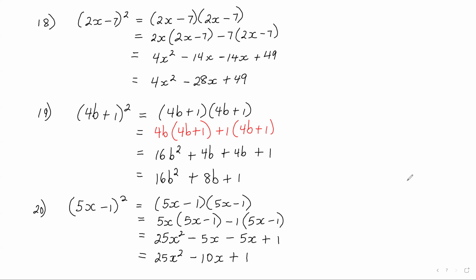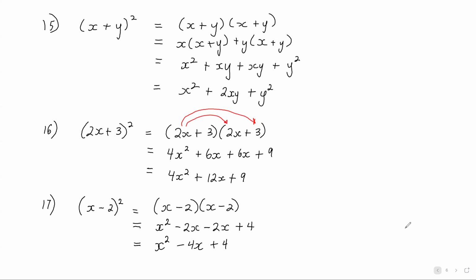So all of these are quadratics, by the way, as you notice, because all of them, the highest power of the variable is 2. So in this case, this is a quadratic because the highest power of x here is 2, right? So 4x squared minus 28x plus 49, that's a quadratic expression. All of these are quadratic expressions, and the brackets are actually the factors of the quadratic.